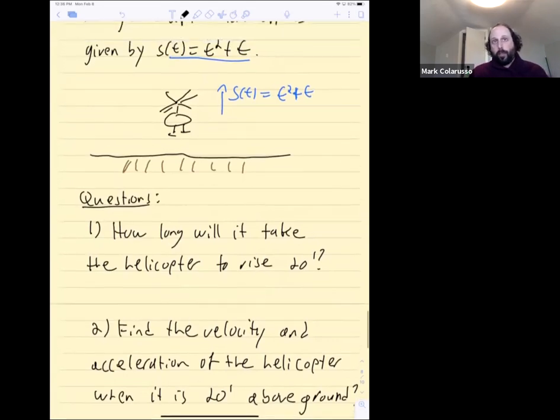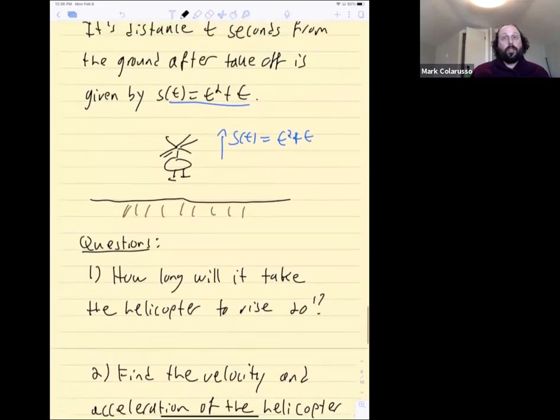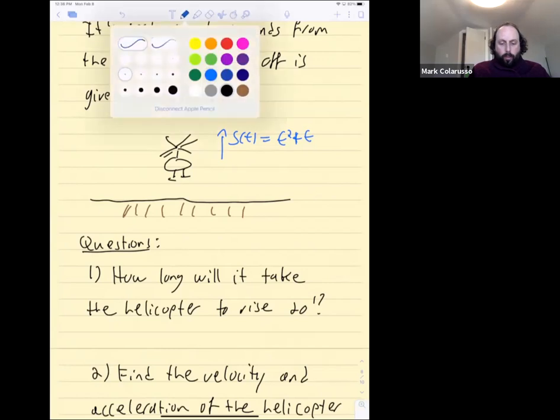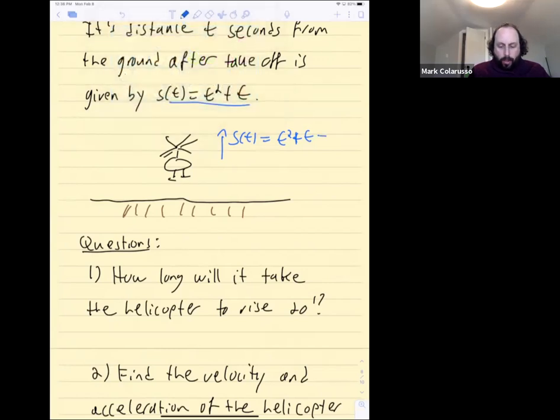So let's answer the first question first, and this is where the picture comes in handy. I realize my helicopter maybe looks like some kind of a bug, but if you get beyond that. So what is the first question asking? It's asking how long will it take for the copter to rise 20 feet? So it means, what will the value of t be when this function, the height of the helicopter, is equal to 20? What is the t when it's gone 20 up from the ground? So let's put that into mathematical terms.